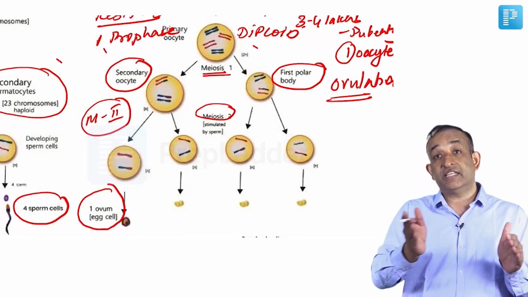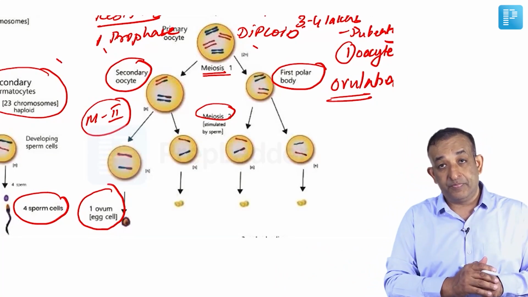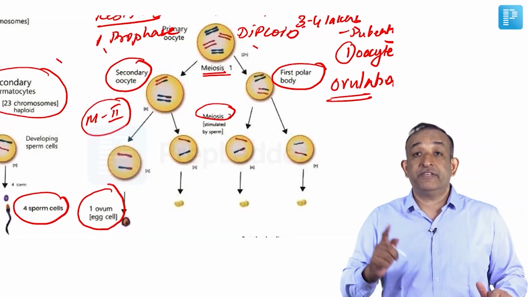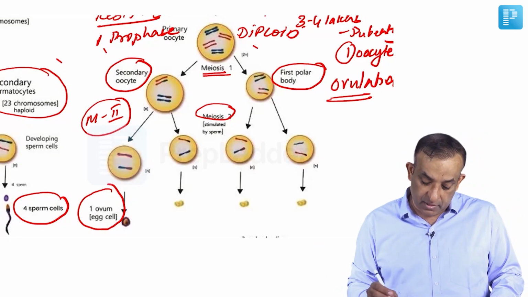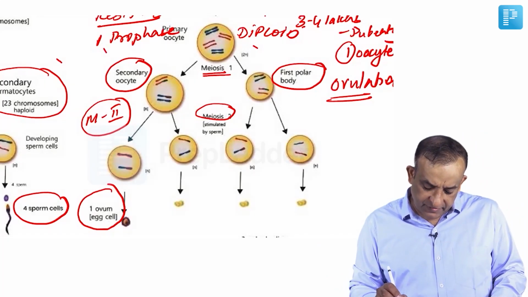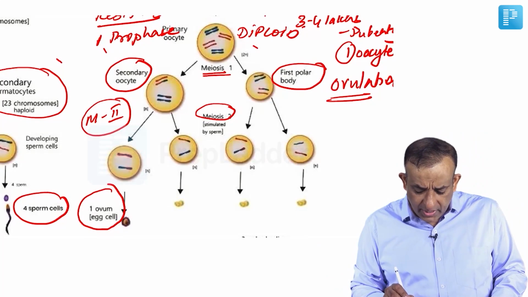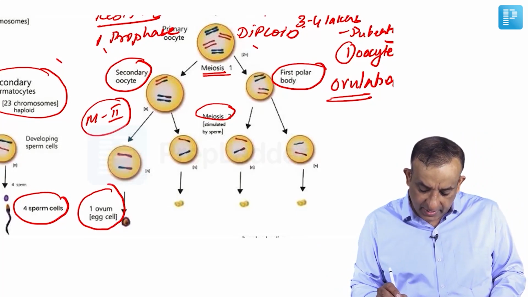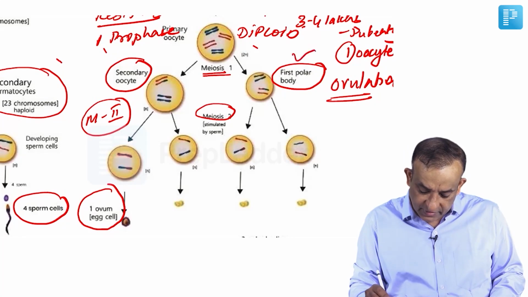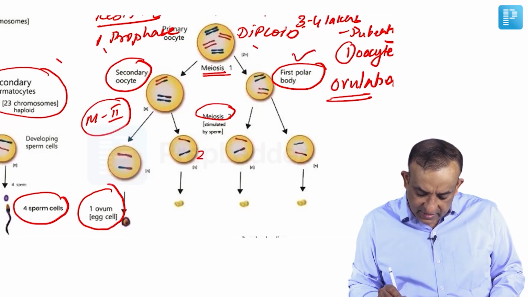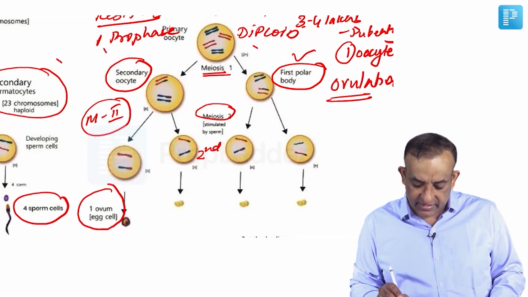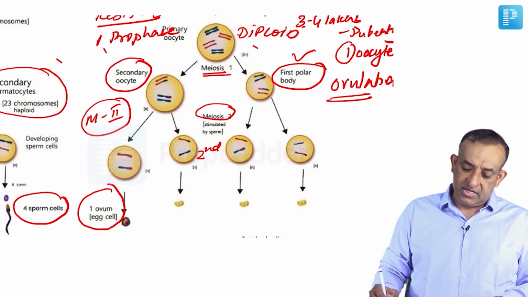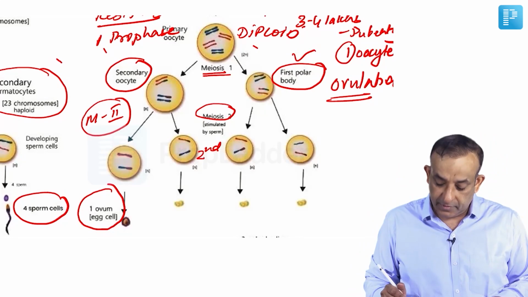But if this gets fertilized by the sperm, the M2 oocyte, the metaphase 2 oocyte, will get fertilized by the sperm. You can see that the metaphase 2 oocyte will now get fertilized and release the second polar body. All right, so the first polar body was released here, and then this is the second polar body which is released, okay, which is after the fertilization by the sperms.